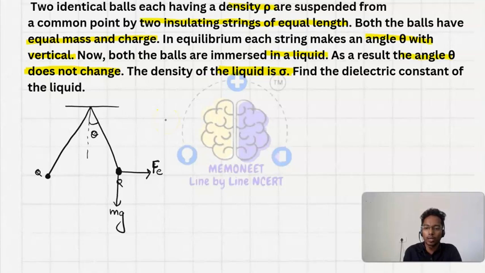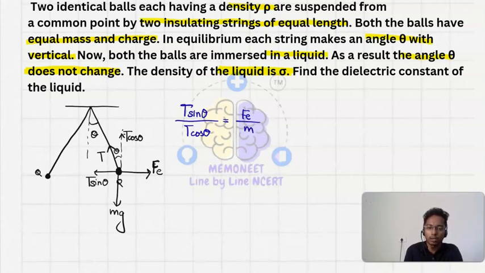From here we can know that if this is the tension, so this will be theta. This will be T cos theta, and this one is T sin theta. So T sin theta will be equal to Fe, and T cos theta will be equal to mg. So T sin theta upon T cos theta equals Fe upon mg, that is tan theta is equal to Fe upon mg.